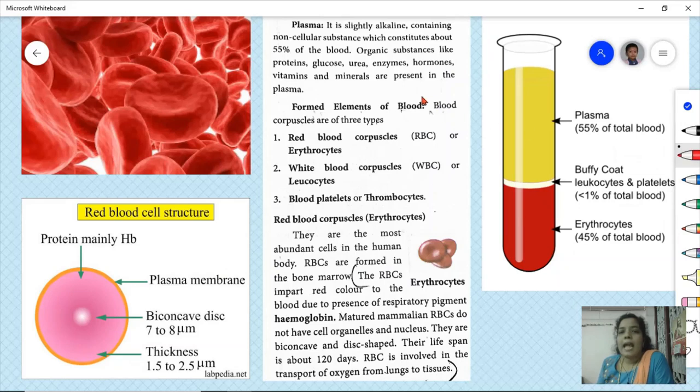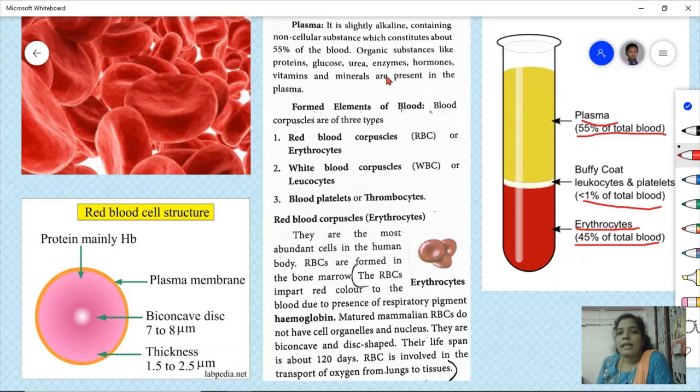Plasma is slightly alkaline in nature, and 55% of the blood is plasma. See this picture. 55% of total blood is the plasma. The remaining 45% is erythrocytes or RBC. Less than 1% of the blood is leukocytes and platelets, only a little amount. So the main 55% is plasma, 45% RBC.